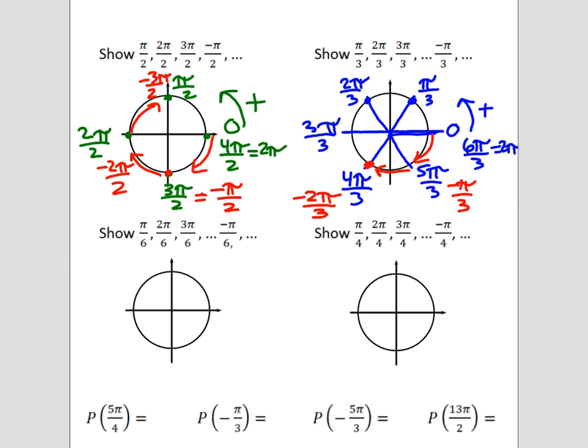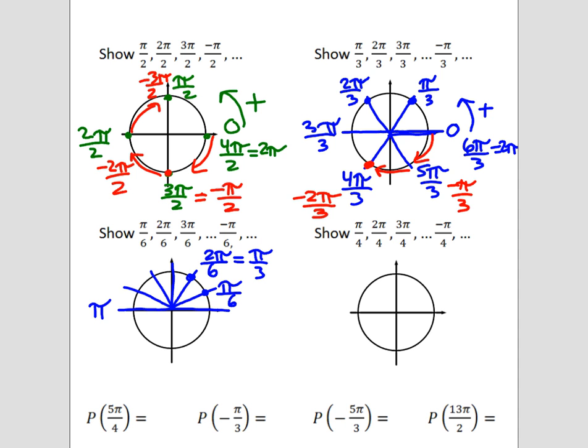Pi over 6. Let's look at pi over 6. So remember that this here is pi. Imagine you cut it in 6 equal parts. You're going to have 3 here and 3 here. So this here would be pi over 6. Then the next one here is 2 pi over 6, which is the same as pi over 3 when you simplify.